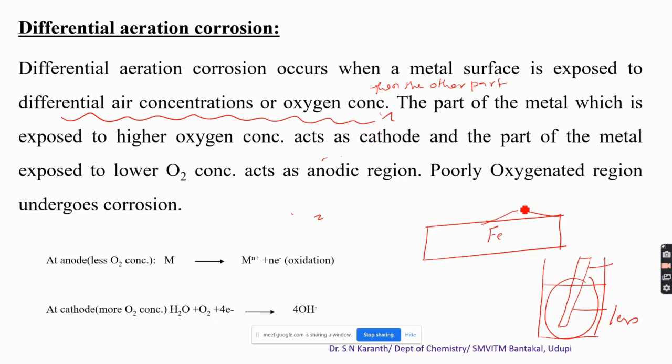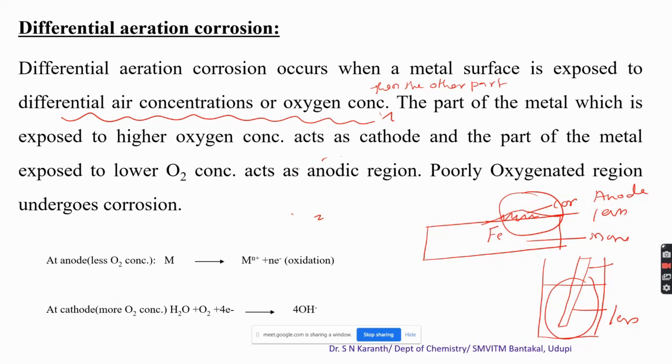So here, if you consider a metal exposed to the atmosphere, and over that metal a drop of water or a sand or mud particle exists, then the area below it is usually corroded. The reason is that this area is less oxygenated, whereas the other is a more oxygenated part. The less oxygenated part acts as anode. Usually in corrosion, the anode undergoes oxidation, so it gets corroded.